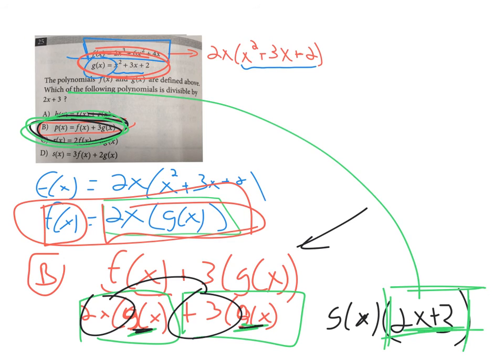See, the key to that question was understanding that this first function had a greatest common factor of 2x, and the parenthesis part happened to be the same as g of x. Certain questions on the SAT are very straightforward. Others, like this one, are kind of testing your ability to see something that's very mathematically involved.